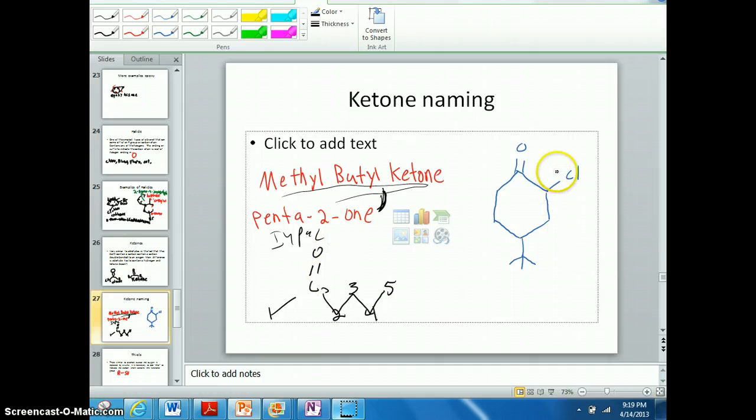So let's take a look at what happens when we have a cyclo. So we have, let's see here. So again, longest carbon chain, we have 1, 2, 3, 4, 5, 6. So we have again our cyclo.